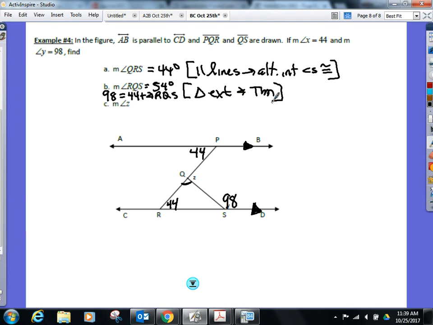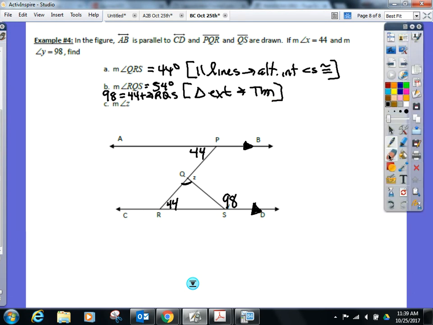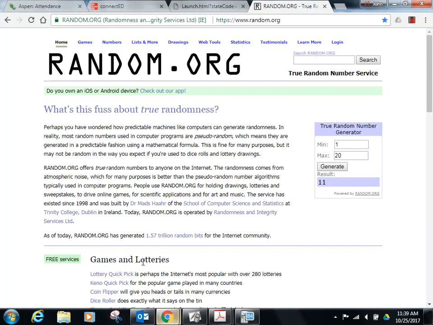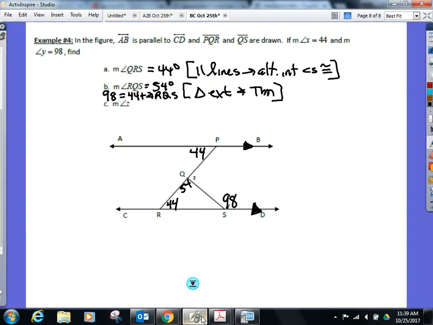And then how about Z now? Angle Z. Let me just write in that we found this one was 54. What are we doing to find Z to wrap this up? We're going to subtract 54 from 180 to get 126. And why did you do that, Sean? Linear pairs are supplementary. Good man. Linear pairs are supplementary.